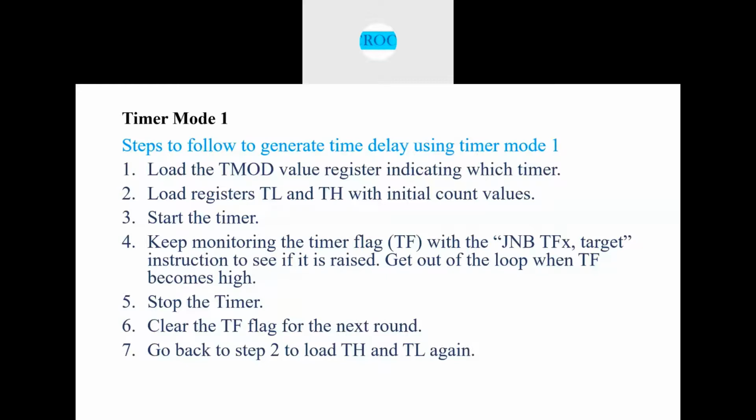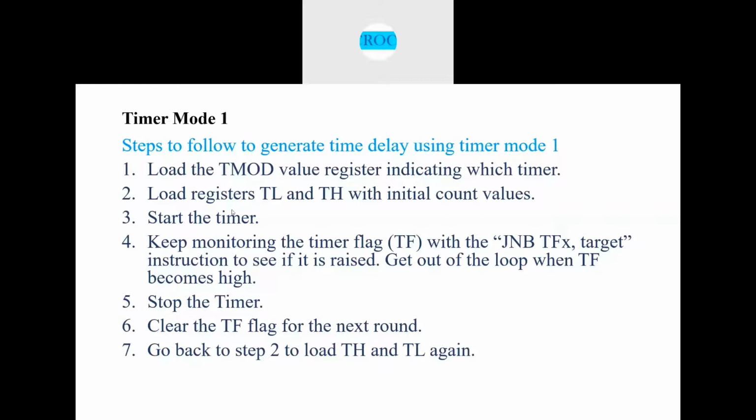Since the mode is 1, the M1 M0 bits should be 0 1 respectively. The M1 bit should be 0, the M0 bit should be 1. The first thing is you need to initialize the TMOD register with mode 1. If you're using timer 0, bit 0 and bit 1 should be set to 1, 0. Similarly, if it is timer 1, bit 4 and bit 5: bit 4 should be 1, bit 5 should be 0. Similarly, that is for timer 0: bit 0 should be 1 and bit 1 should be 0.